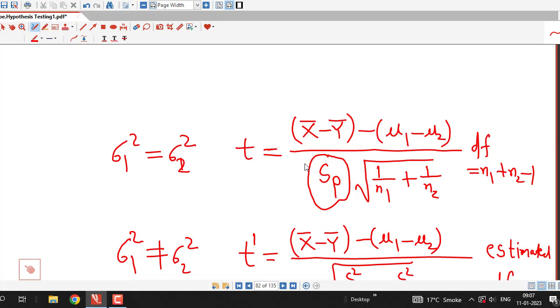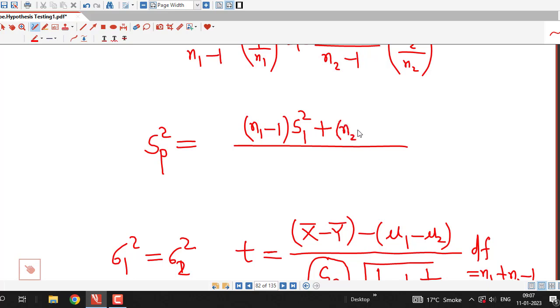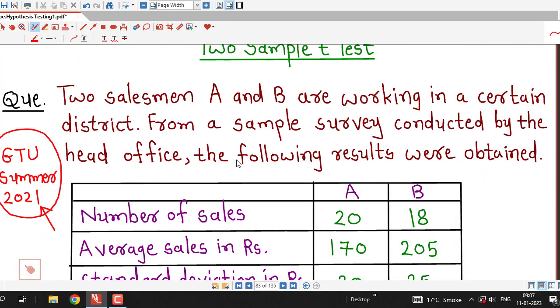And here we are using the pooled estimator of population standard deviation, and the formula for that pooled estimator of population variance is n1 minus 1 times sample variance for first sample plus n2 minus 1 times sample variance for second sample, divided by n1 plus n2 minus 2. So with this in mind, we are going to discuss this question.